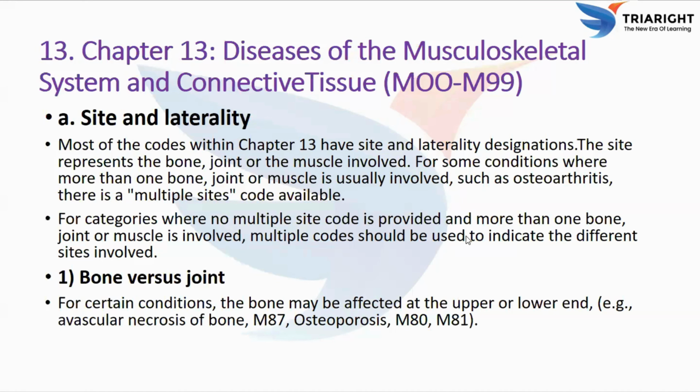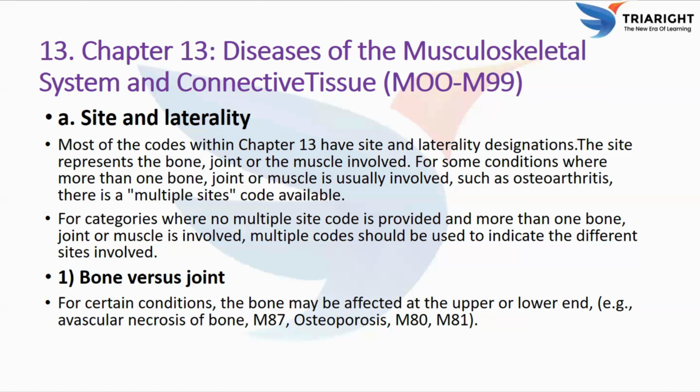Chapter 13 includes the diseases of the musculoskeletal system and connective tissue. These codes range from M00 to M99. So what is the first guideline? The site and laterality. What does site mean? Site refers to the specific anatomical location. It involves bone, joint, and also muscle.